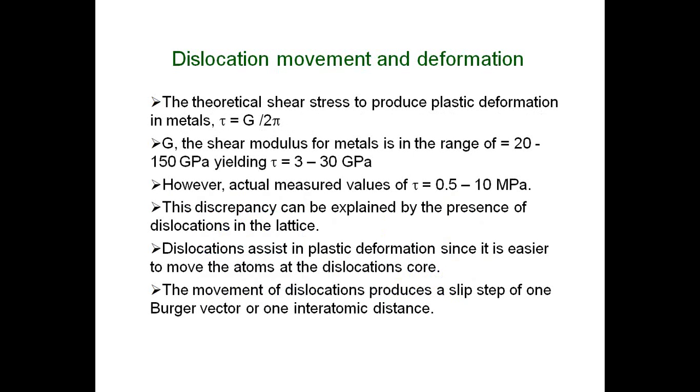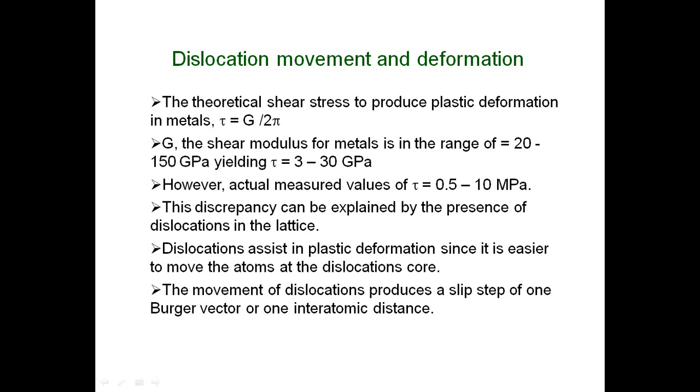So this is the dislocation, movement and deformation, how we are going to calculate. Normally, the theoretical shear stress to produce the plastic deformation in the metals, we are going to represent with this formula, tau is equal to G by 2 pi, right? So here the G is the shear modulus for the materials. In the larger range, it will be 20 to 150 gigapascal. The yield strength, it will be 3 to 30 gigapascal.